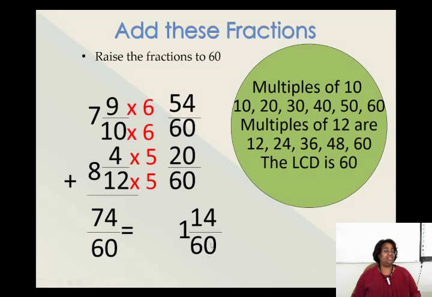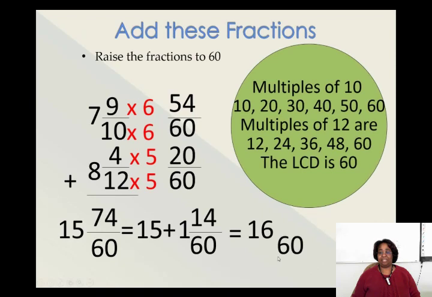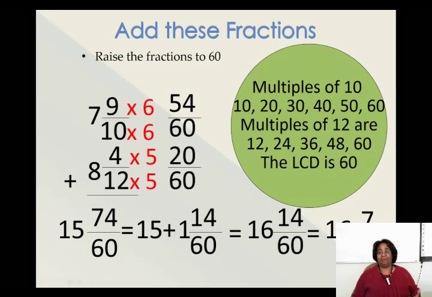But the 14 over 60 can be reduced by 2, right? So when I add the 15, I'm going to get 16 and 14 over 60, but I still need to reduce the 14 and the 60 by 2. And when I do that, I'm going to get 7 over 30. Now, some people like to reduce it at this point, but I reduced it on the end. It doesn't matter as long as you reduce it by the time you move on to the next problem, okay?